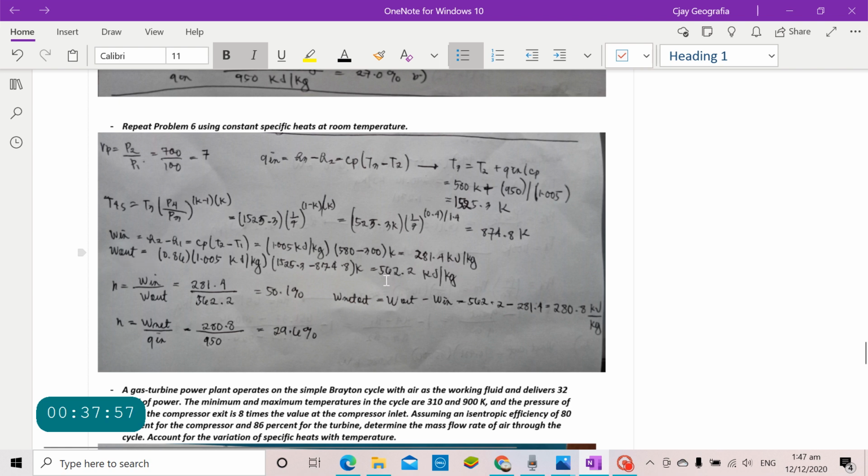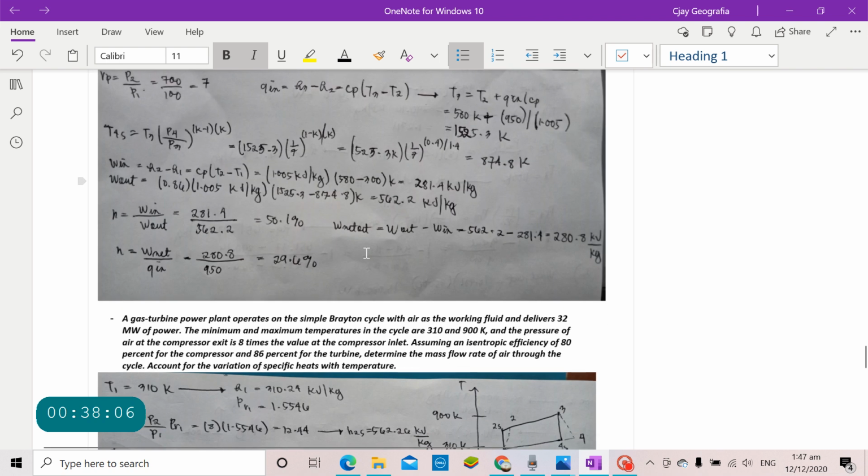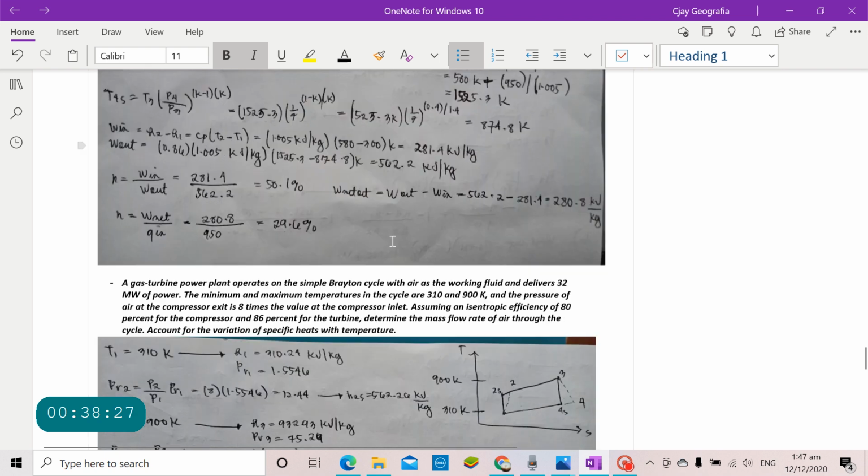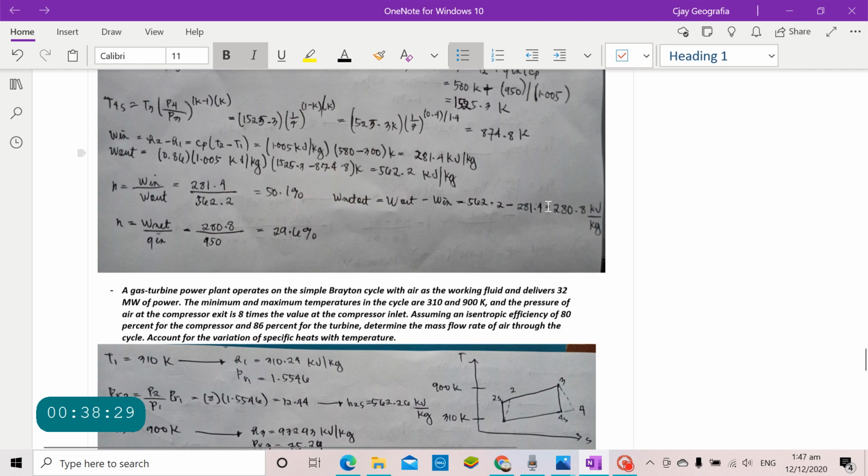You will gather these answers. Then for the W net, W out minus W in, manipulate, and you will get this answer. W net out is equal to the totality of the work, W out minus W in, which is 562.2 minus 281.4, equal to 280.8 kJ/kg. This is our final answer.